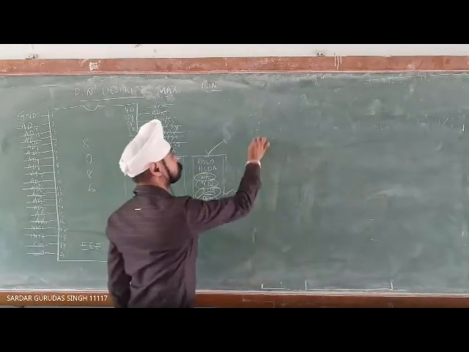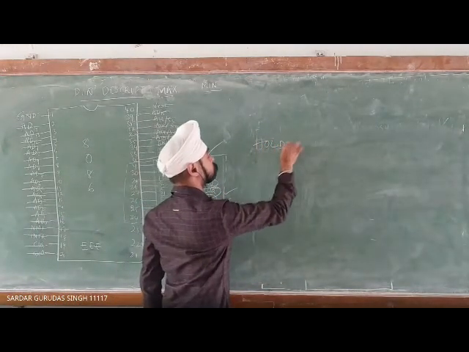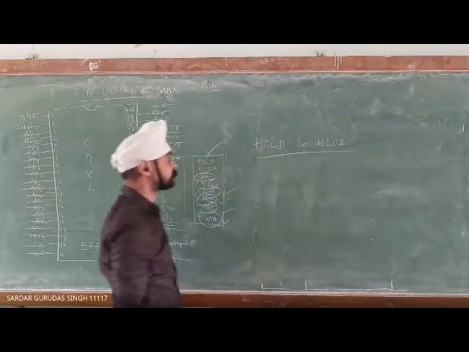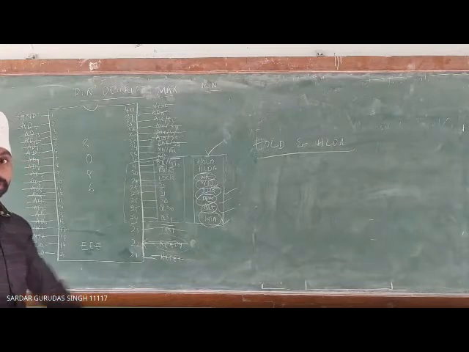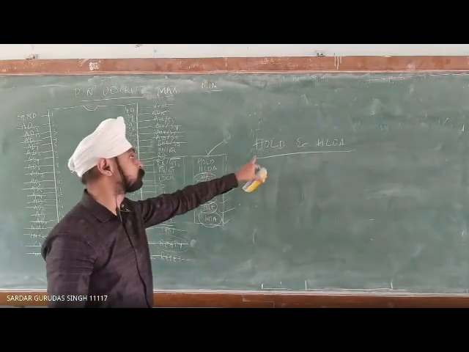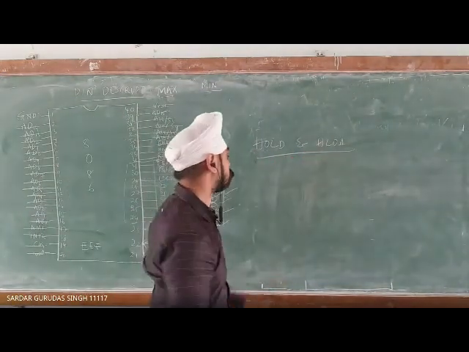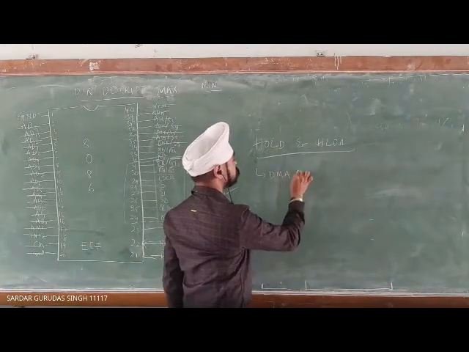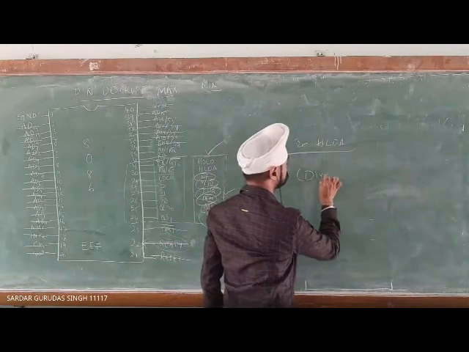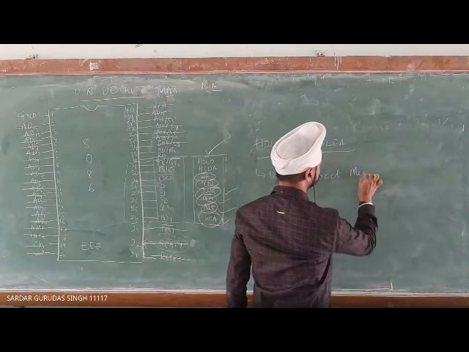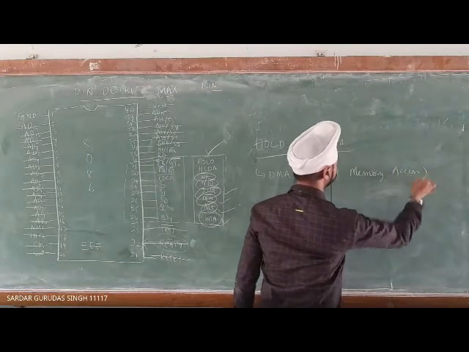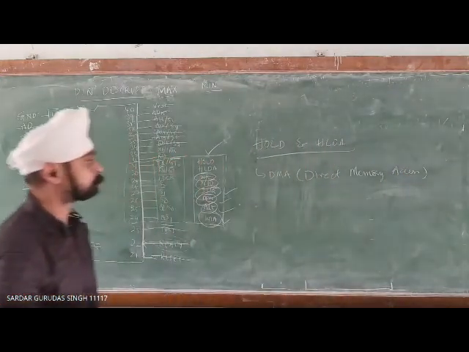Now coming to HOLD and HLDA. Now these are used in the DMA operation. Hold and hold acknowledge are used in DMA. In what? Direct memory access by IO peripherals.